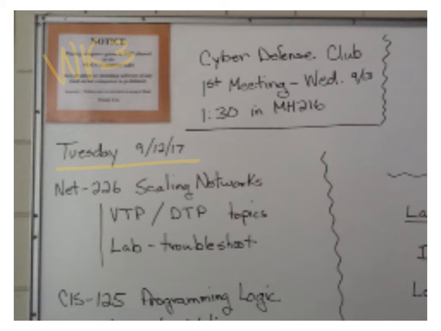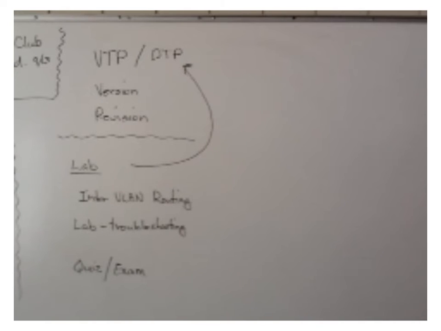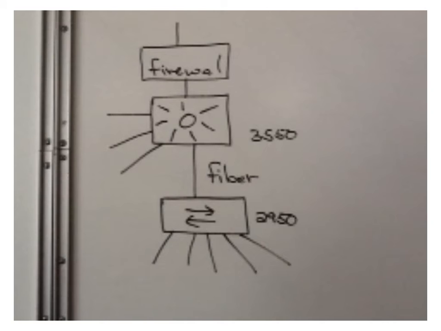Now, so this would take us Tuesday, week 3, day 5. Sounds about right. We reviewed VTP and DTP, then we did the troubleshooting lab. Cyber Defense Club this week. So here was our review. Quiz and exam, talked about getting those done. Version and revision numbers. You got to keep those straight here. All the details of that.